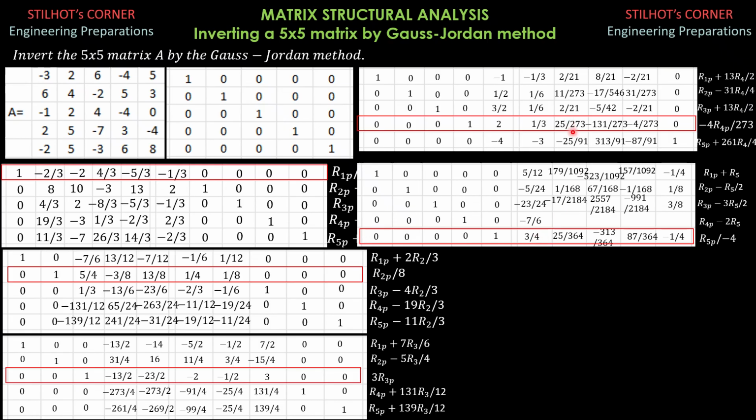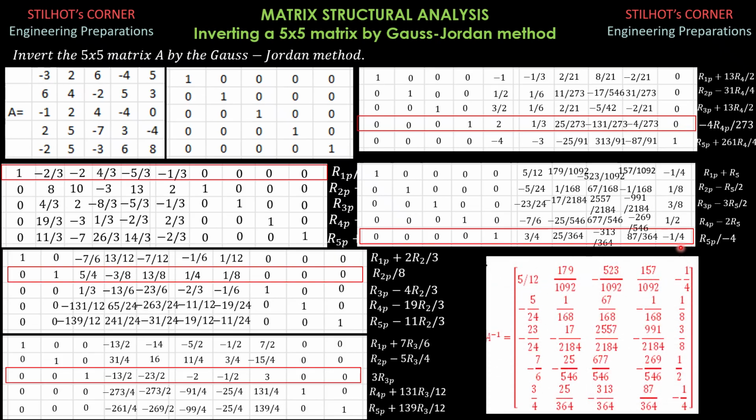25 over 273 minus 2 times 25 over 364, that's negative 25 over 546. Negative 131 over 273 minus 2 times negative 313 over 364, that's 677 over 546. Negative 4 over 273 minus 2 times 87 over 364, that's negative 269 over 546. 0 minus 2 times negative 1/4 is 1/2.